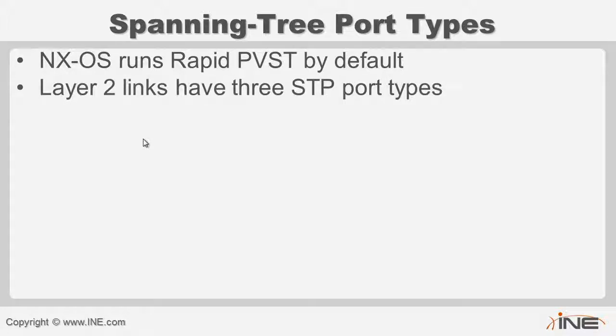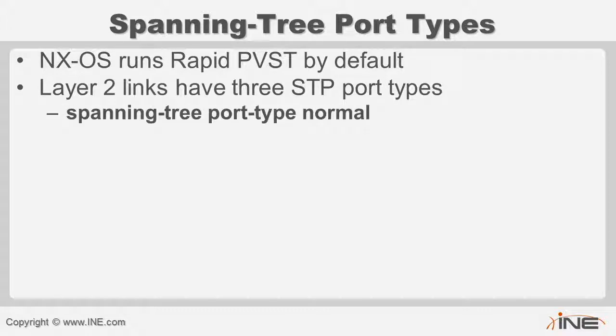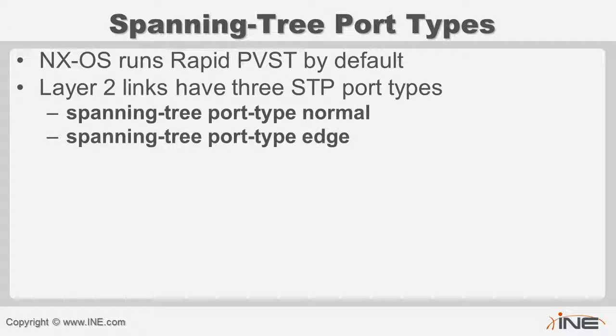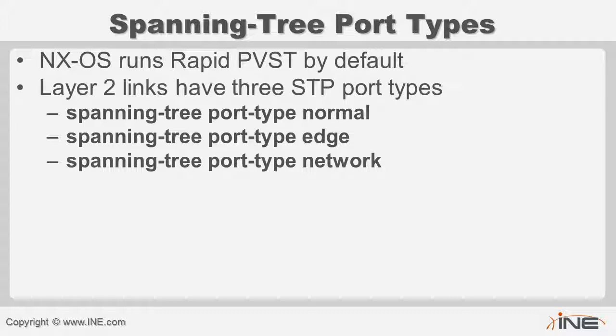Now, for the different types of spanning tree ports, this is a little bit different in Nexus than it is in the other platforms. There's 3 different types of STP port definitions that we have. We have the spanning tree port type normal, spanning tree port type edge, and spanning tree port type network.